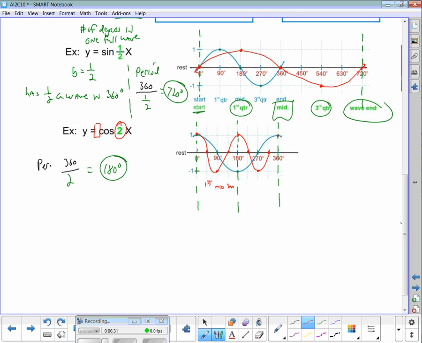We're really getting 2 waves per 360 degrees. And that's what we should have expected. A period of 2, we're going to get 2 waves in a 360.